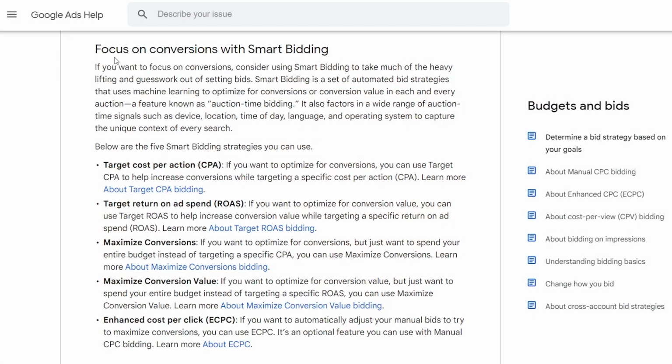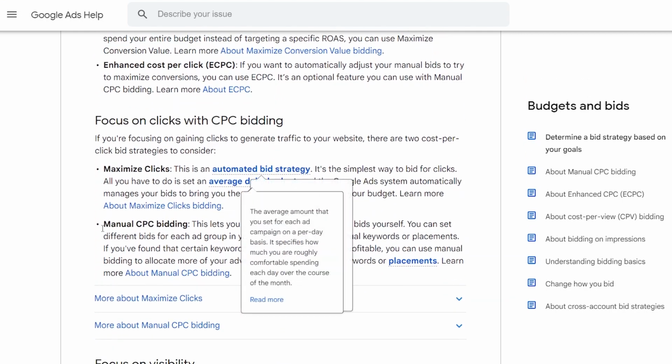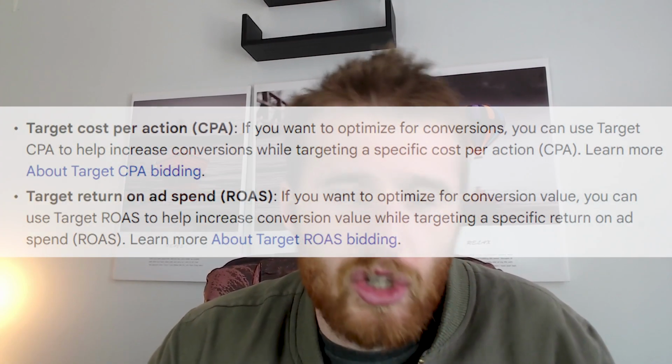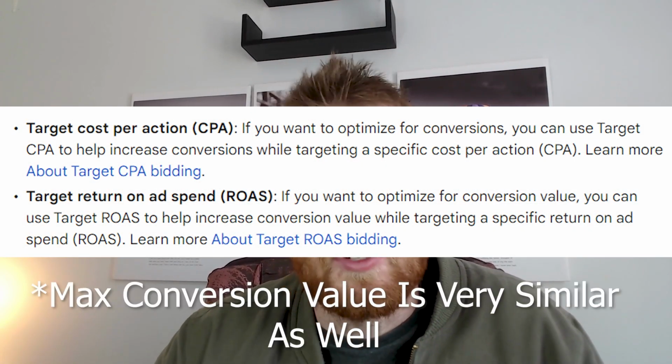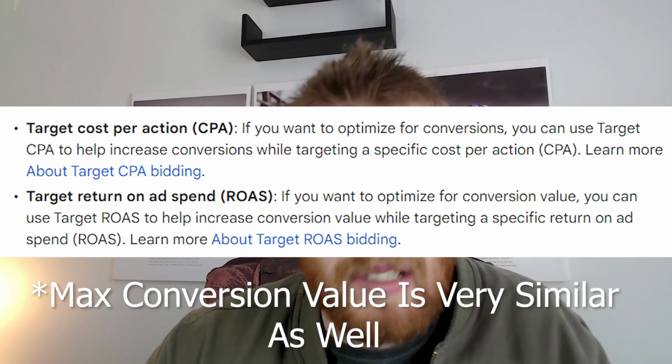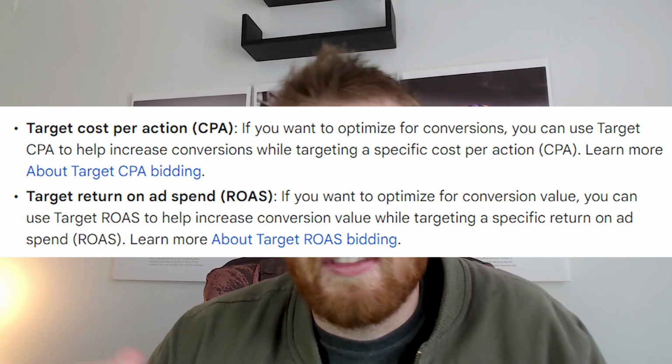Now, you may be asking yourself, how many different types of bidding strategies are there? And there are about 7 of them. Google changes this rather frequently, so if it's not 7, it's probably around there. But we have target cost per action, we have target ROAS, which are essentially the same conversion action. You're just going for return on ad spend versus cost per lead. Very, very similar. They work the exact same. They just work off how much of a return on ad spend you want compared to how much you want to pay per lead. Essentially the same thing.